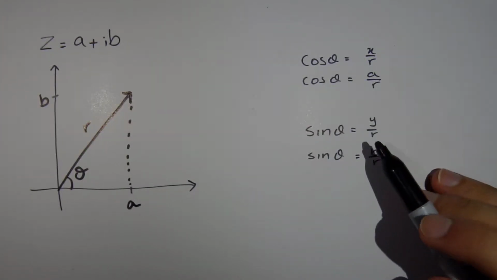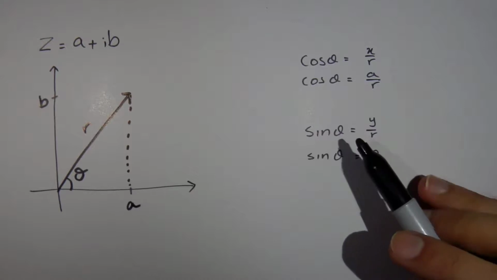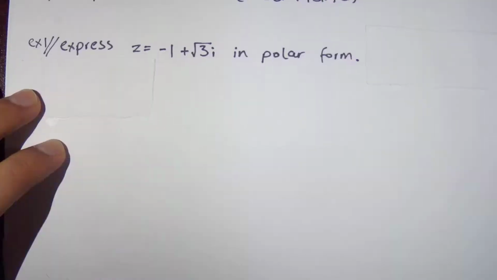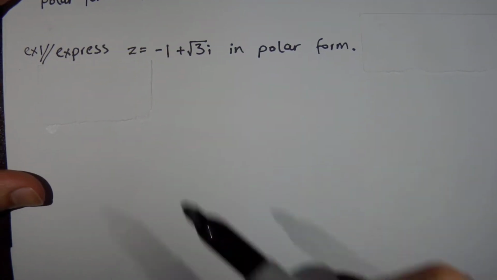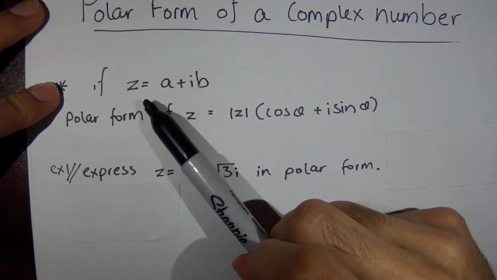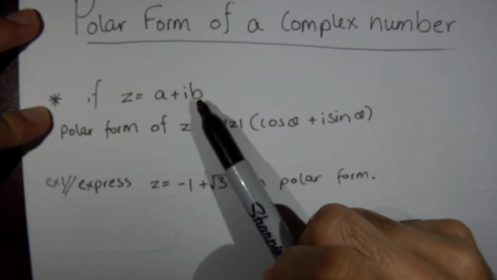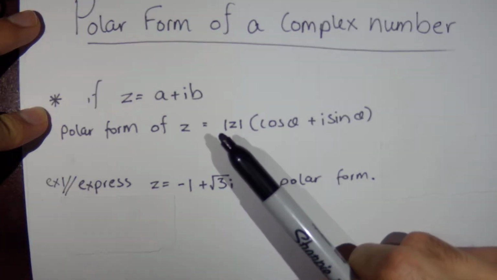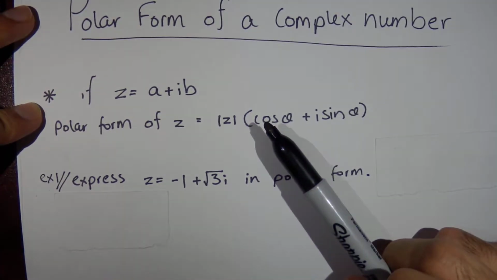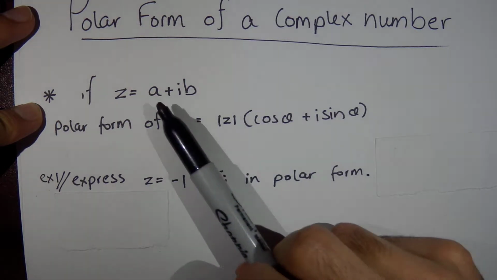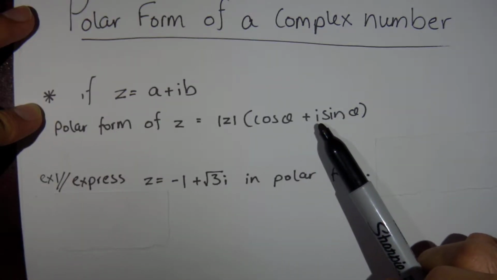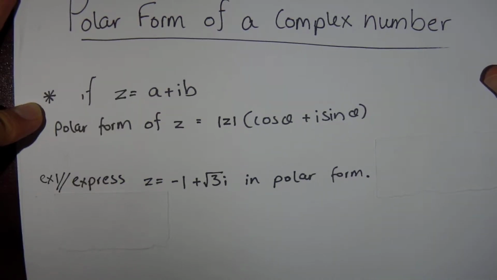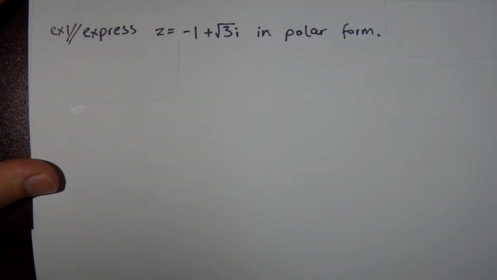Polar form is basically an alternative to express complex numbers in terms of their angle and modulus. So, if you have a complex number in standard form, such as this one, z equals a plus ib, its polar form will be the modulus of z, which we discussed in my last video, multiplied by cosine of theta, theta being the angle between a and b, plus i, the imaginary number, times sine of the same theta. Simple enough.